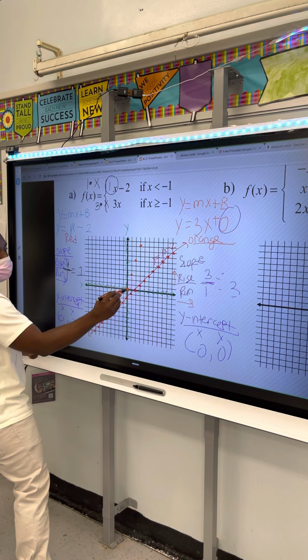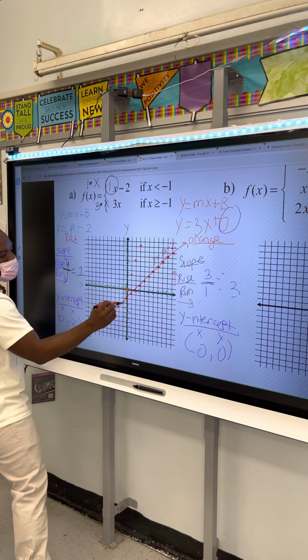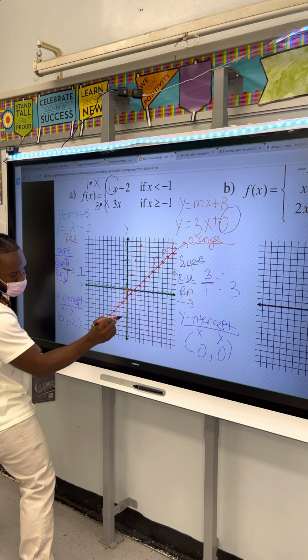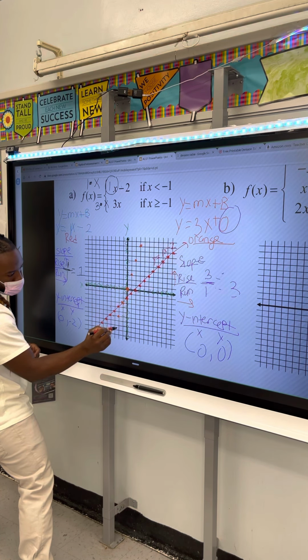Now here, I'm going down 3 and across 1. 1, 2, 3, across 1, same point. And that's as far as we go. And then what do I do next? The line.